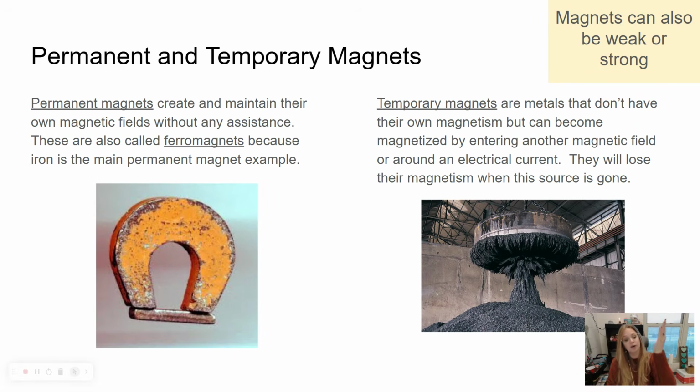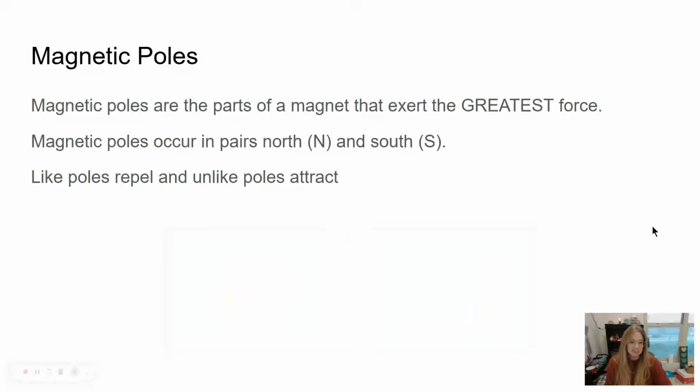As you can see in the top right corner here, magnets can also be weak or strong. You have a weak magnet, like the ones on your refrigerator, and then you have something called an MRI, magnetic resonance imaging. The magnet in an MRI is actually like 200 times stronger than your refrigerator magnet. So, yeah, got to be careful around those things.